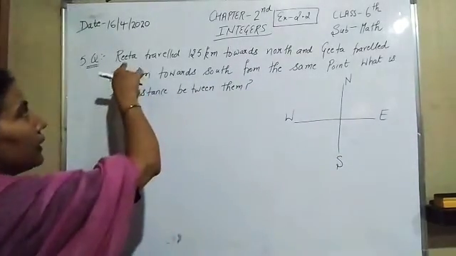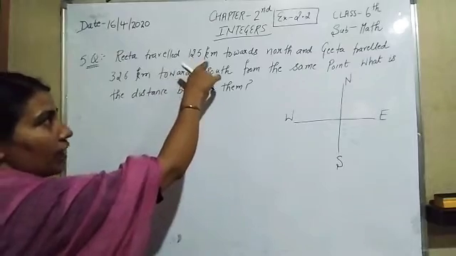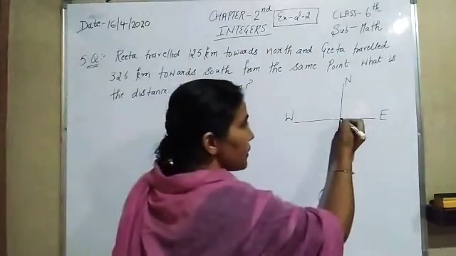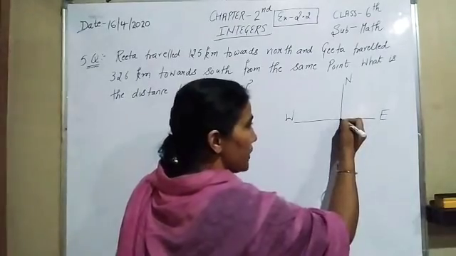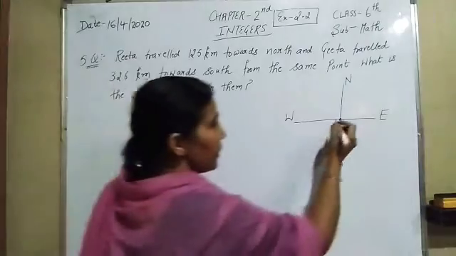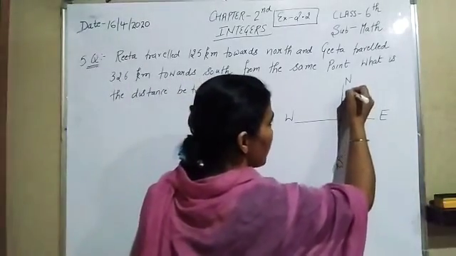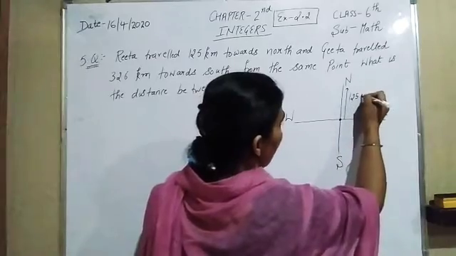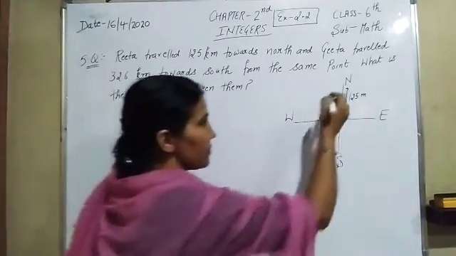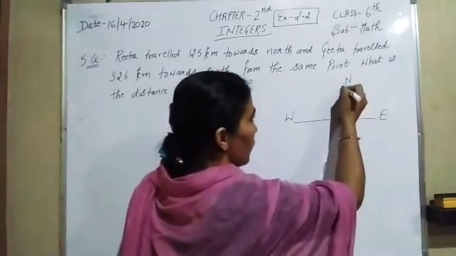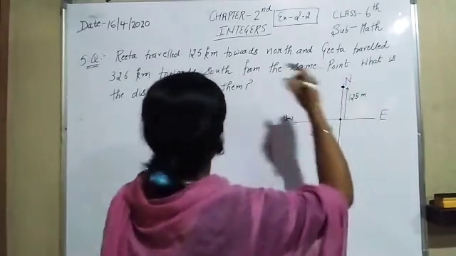Now look here. Rita traveled 125 km towards north. Let us suppose Rita starts from this point, and she traveled 125 km. That means she goes in the north direction and covers a distance of 125 km. Now she will be in this position. She starts from here, and after that she is in this position.